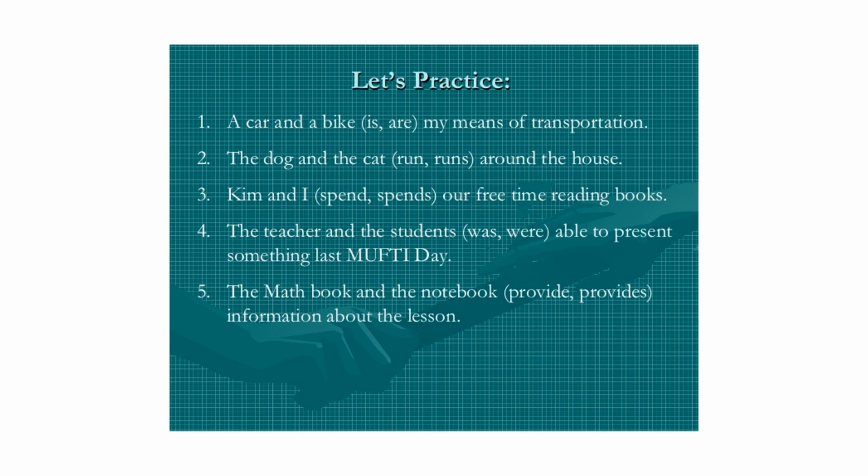A car and a bike are my means of transportation. Now, because we're talking of two singular subjects being joined by the word and, therefore are my means of transportation. The dog and the cat, two different entities, run around the house. Run and not runs, because an S-ending verb will be treated as singular.